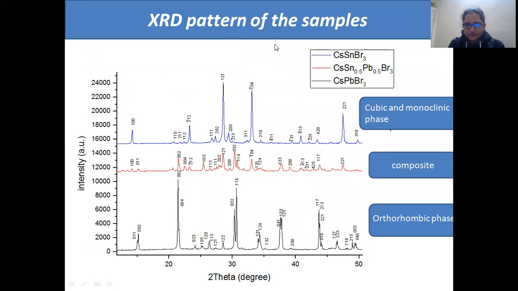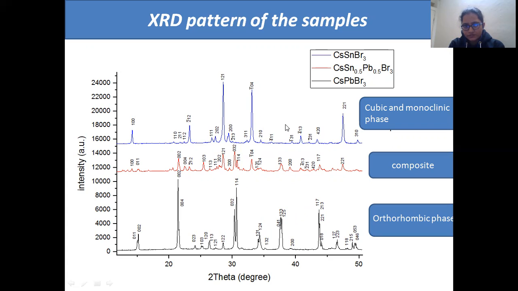This is the XRD pattern of the samples. This corresponds to CsPbBr3, this corresponds to CsSnBr3, and this corresponds to CsSn1/2Pb1/2Br3. In this XRD pattern, I have done indexing using the JCPDS file, and I have obtained CsPbBr3 in the orthorhombic phase and CsSnBr3 in cubic and monoclinic phase.